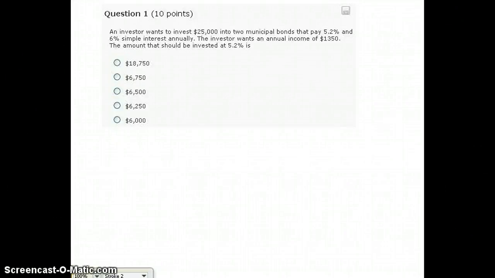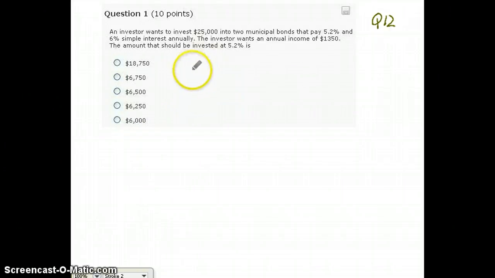All right, let's start this problem. On quiz 12, there was a question that had to do with investments. We're going to need to talk about the problem, set it up, get the math organized, use a calculator, and answer the question. So here's what we have.